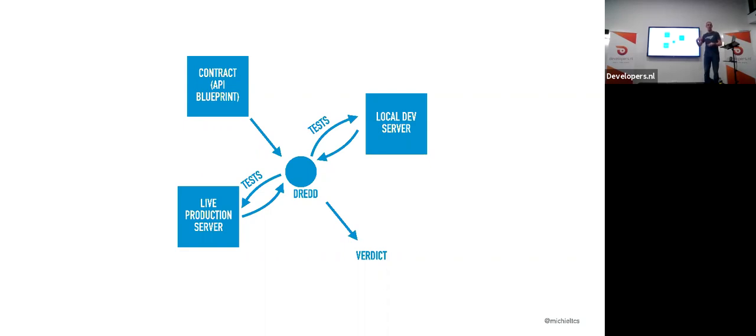And what Dredd then does is, you can spin up a local development copy of your API, the API that you are building, and you're continuously testing whether the responses to your inputs match the contract. And what Dredd also allows you to do is do that against the production version of your system and continuously monitor whether the responses of your production API match the contract. So if I give input A, I'm expecting output B back, and that's something you can test in the contract. And then Dredd will give you a verdict. Is this API still matching the contract or not?